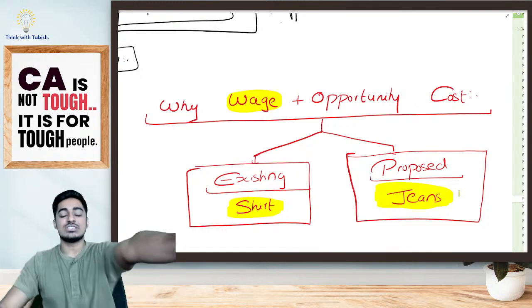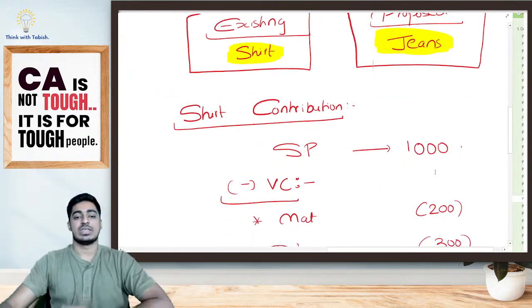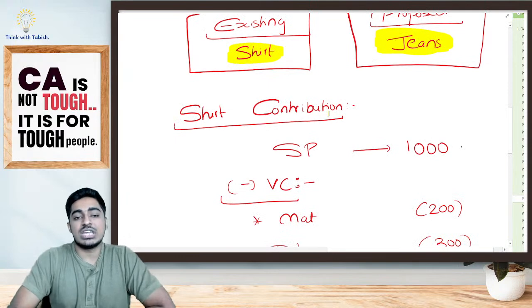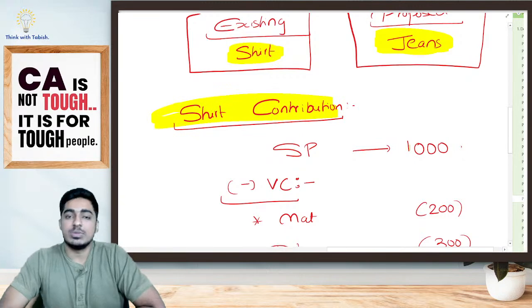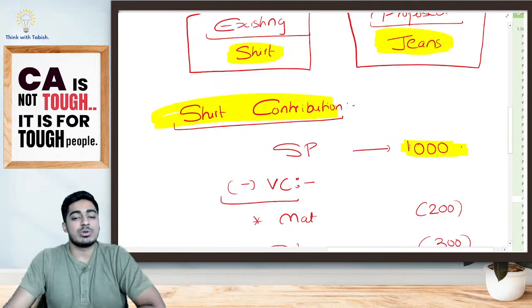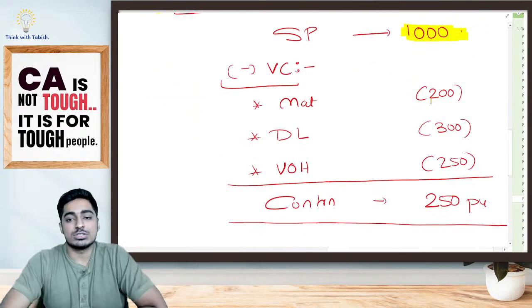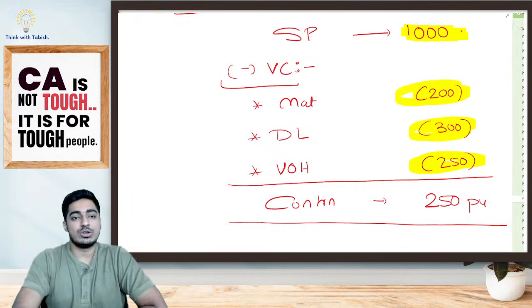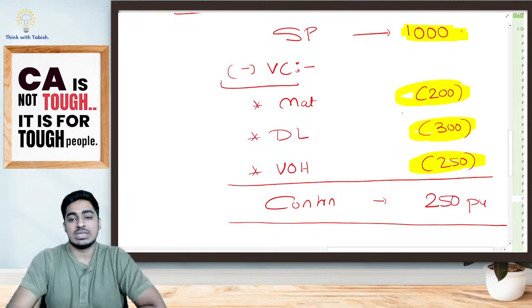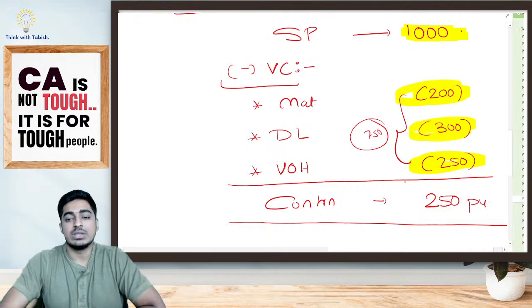Now, why are wages going to be relevant? Let us try to see this. What is the contribution I am getting from manufacturing and selling a shirt? Look at this. My selling price is going to be 1,000 rupees. What all variable cost do I have? Material cost of 200, labor cost of 300, variable overheads of 250, so my total variable cost is going to be 750. So my contribution is going to be 250 per unit.